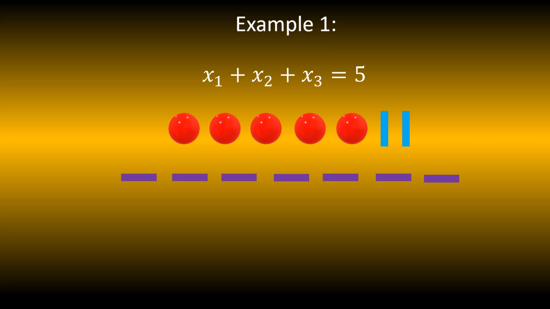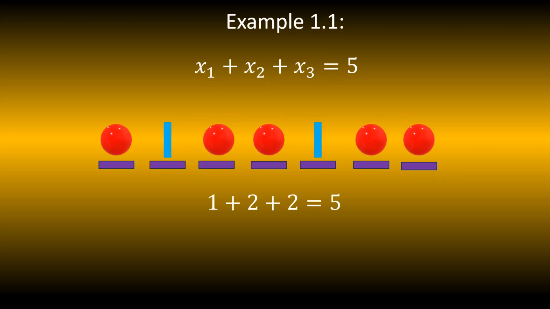So here we have an example of 1, 2, 3, 4, 5 balls and 2 blue dividers. We're going to have slots for each of these 5 balls and 2 blue dividers. There should be 1, 2, 3, 4, 5, 6, 7, yep, 7 slots, which is 5 plus 2. And we're going to arrange them in the slots such that the balls are divided into 3 sections, and the number of balls must be equal to 5.